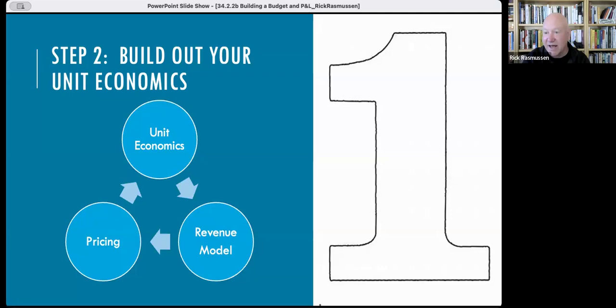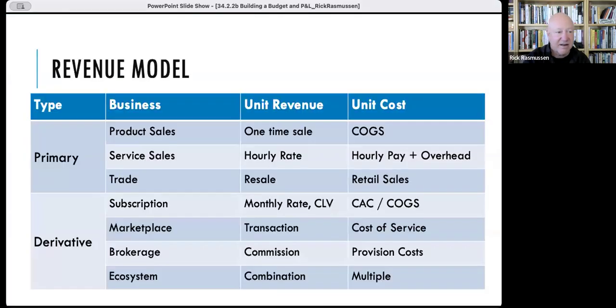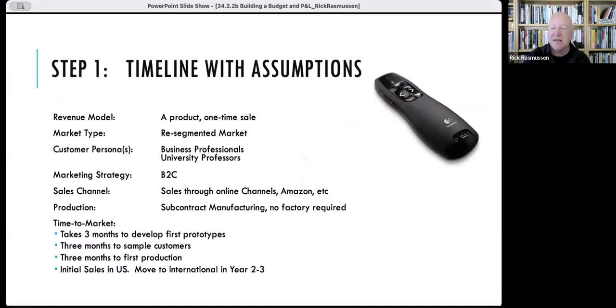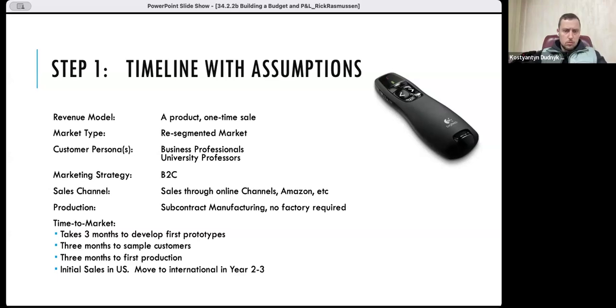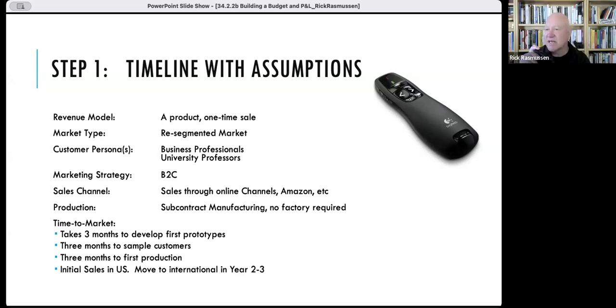Unit economics, you know how to do that. We've been through all this. In my case, what I want to end up with my clicker is a set of assumptions. So this is now what I'm going to put in my financial plan. So it's a product, we know that. I'm selling it to a resegmented market, which means it's not a commodity, nor is it anything brand new. I mean, this is just a clicker. It's not a brand new market that I'm trying to push. So that influences a lot of things, timing and pricing and so on.